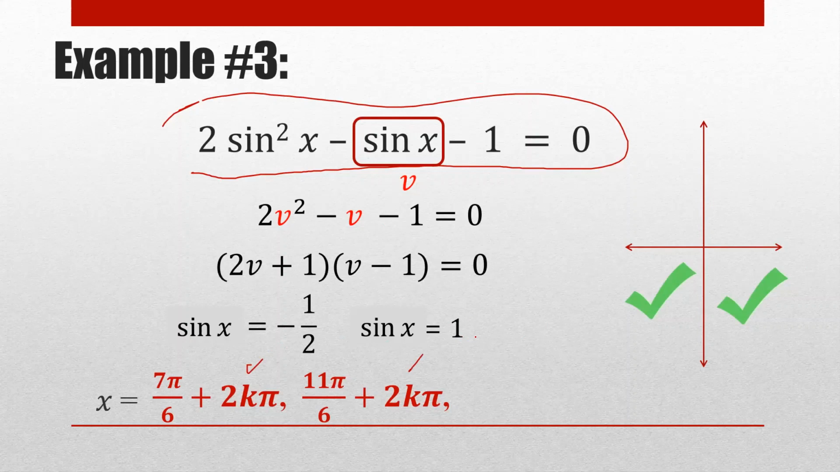Now, for the sine x being equal to 1, nandito lang tayo sa positive y-axis where x is 90 degrees or pi over 2. Again, we have the plus 2k pi to take care of the coterminal angles of pi over 2 or 90 degrees. So those are the solutions for this. Okay. Again, you can check your answers by substituting them to the original equation.